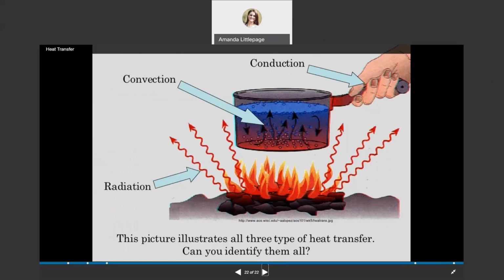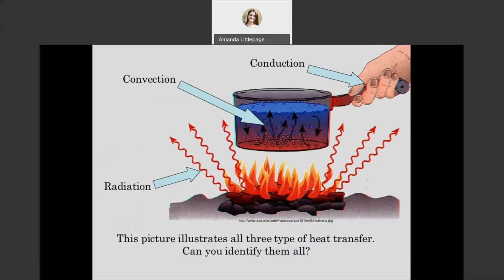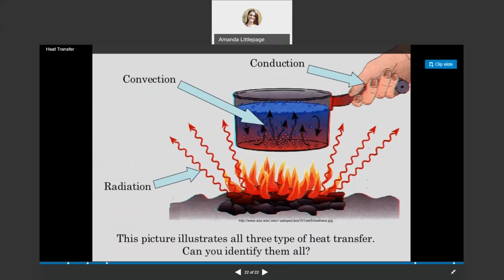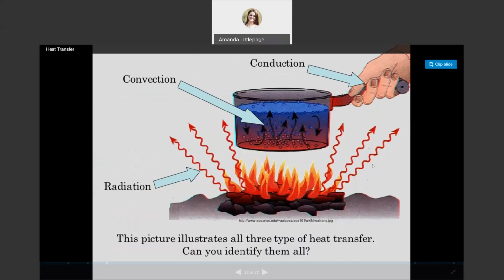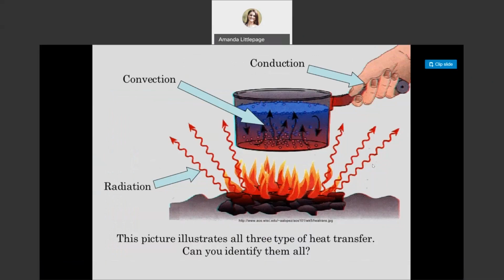This is the last example here. If we could hold a pot over a fire, we could identify 3 different types of heat transfer. So the first, that's moving out to the sides, this direction, is radiation. Notice it's moving in a wave-like pattern. So this is why if you sit around the edge of a fire, you can feel the warmth.